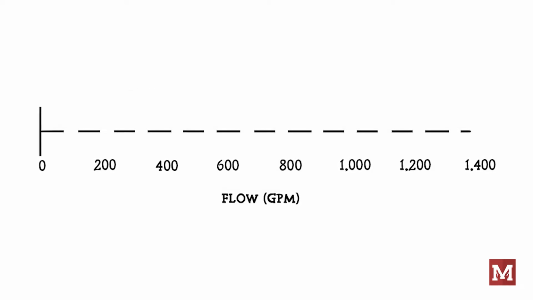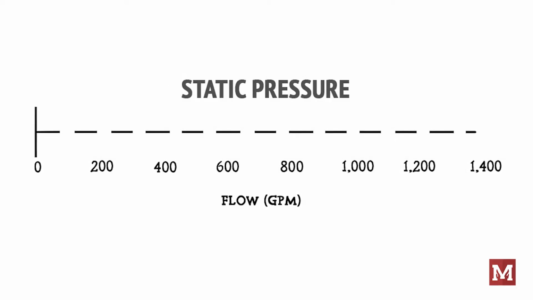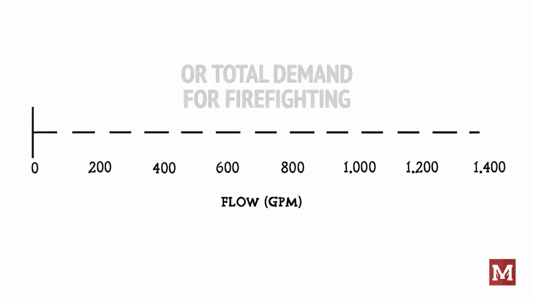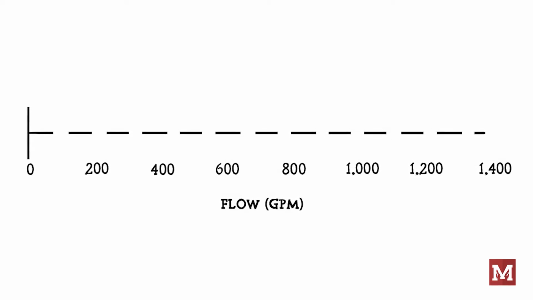As a starting point, NFPA 291 recommends that we flow enough water to achieve a residual pressure that's a 25% drop from the static pressure, or flow the total demand deemed necessary for firefighting. As an example, let's look at a theoretical test with the same equipment but run at two different flow rates, one at about 400 GPM and one at about 1000 GPM.